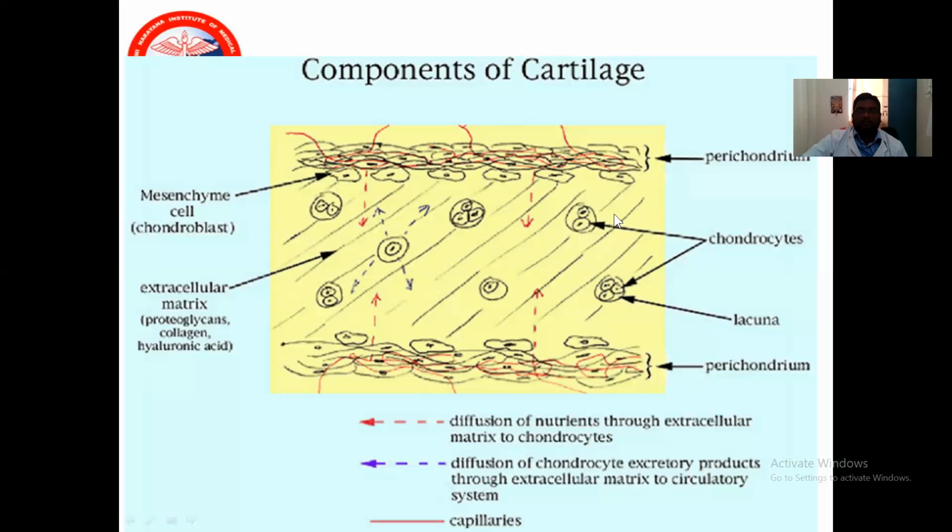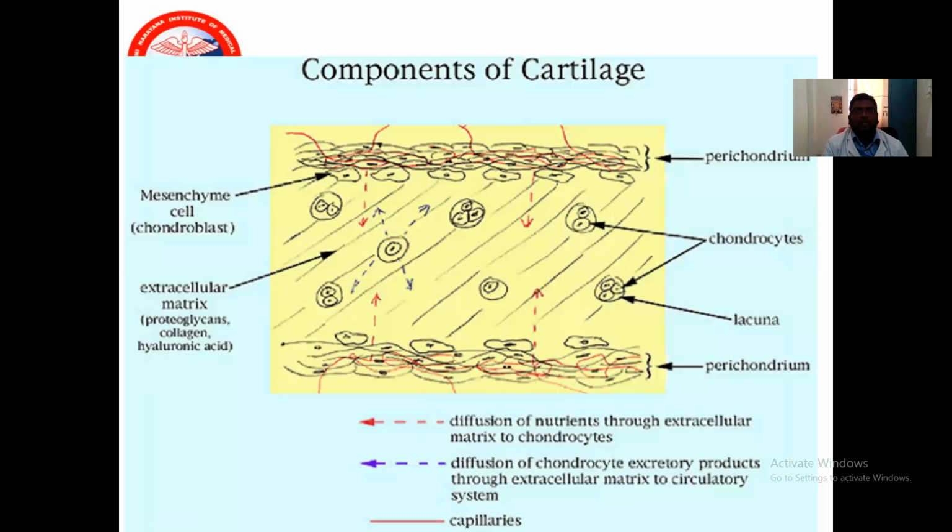are very less nutritious, because they don't have any direct blood supply. The nutrition is mainly due to the diffusion of nutrients from the surface towards the center of the cell. So how does the nutrition diffuse? From the perichondrium, the nutrition is going to pass and enter into the cell. Because of this, the healing of the cartilage is going to take much time, since it doesn't have any direct blood supply.